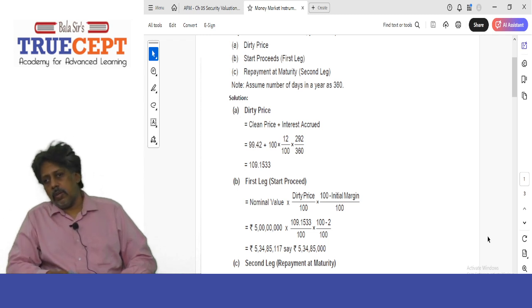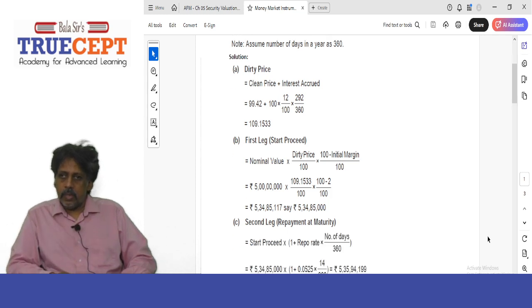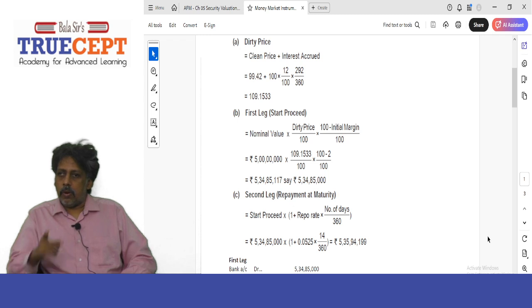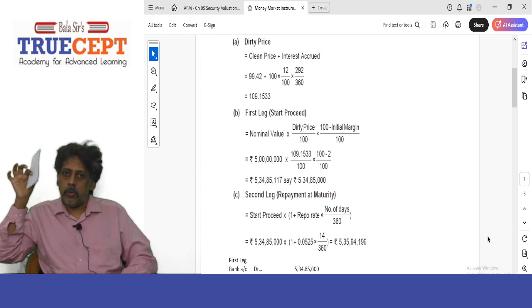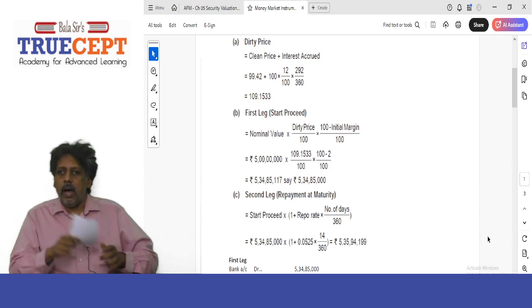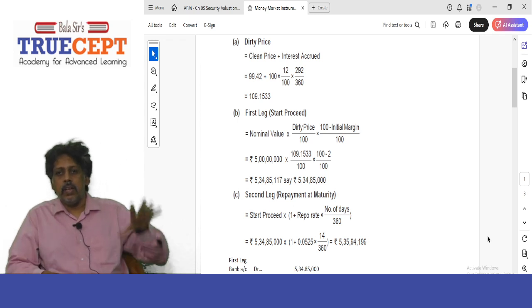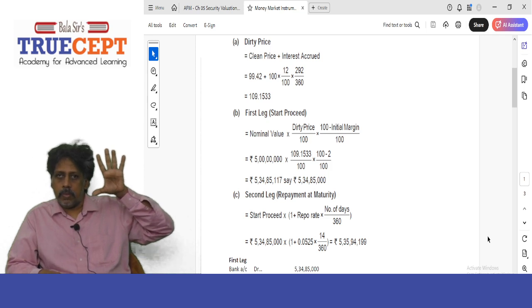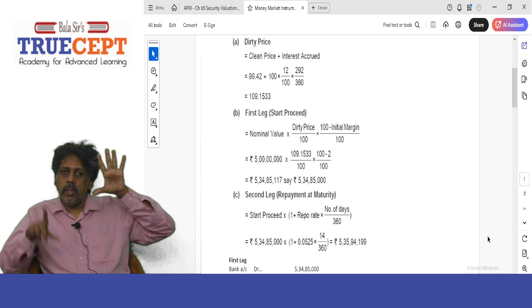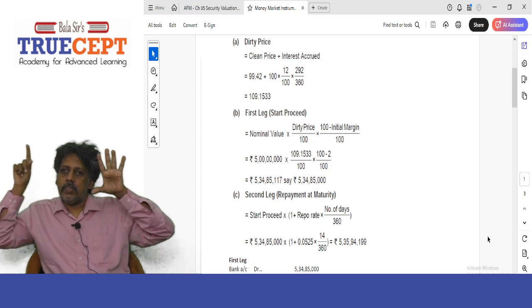Now the first step, that is stage 1, is the start proceeds. That means when bank A is going to sell investments today to bank B, how much will bank A get as proceeds? Very simple. There are two ways of working. Either take 5 lakh bonds, which will be sold at 109.1533 into 98% of that number.